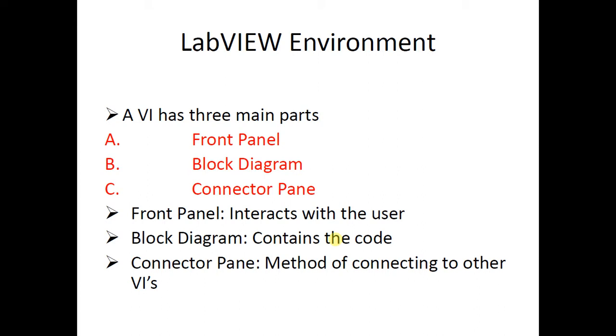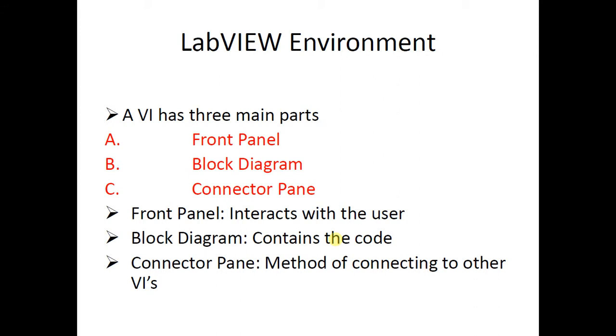Welcome to the video on LabVIEW, and in this video we will see the main parts of a VI, means how a VI is created and what parameters it needs. So the VI has three main parts: front panel, block diagram and connector pane.